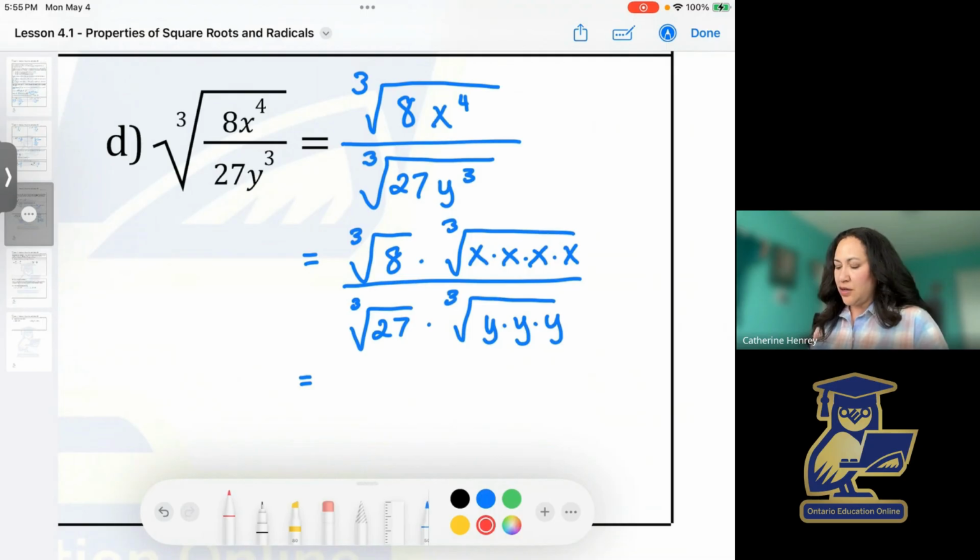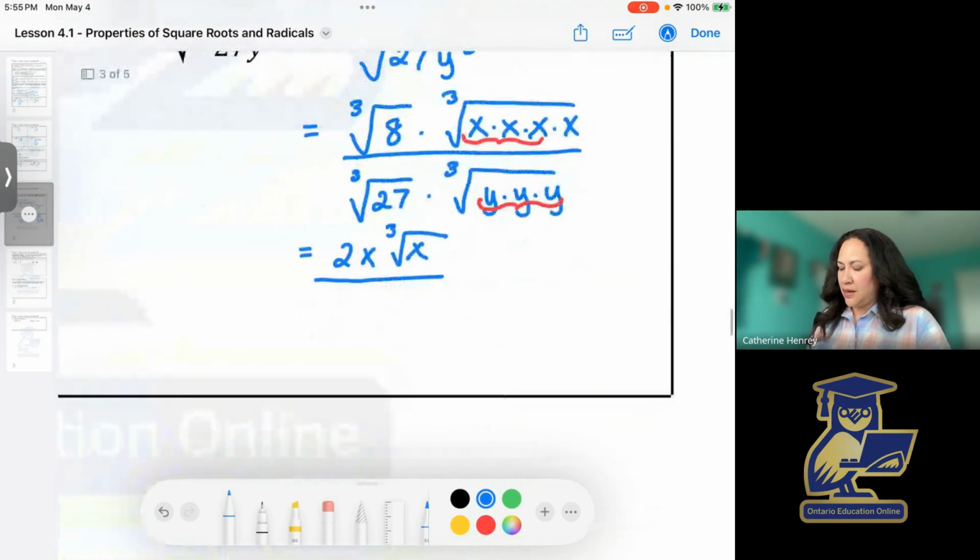Again, we are looking for the cube root, so we're going to take out a variable for every set of 3. The cube root of 8 is 2, and then I have one set of 3, so I can pull out an x, and I will have the cube root of x remaining. In the bottom, I have the cube root of 27, which is 3, and I can take out a y, and I have one set of 3 y's, so the cube root and cube cancel. So I pull out one y here.